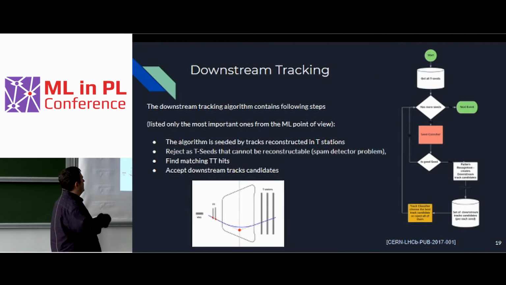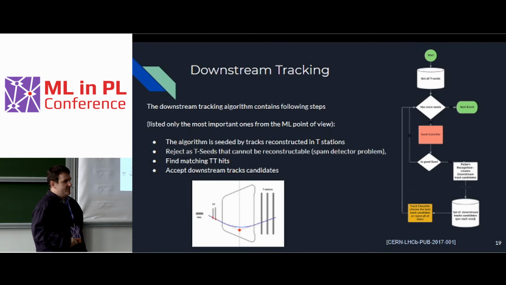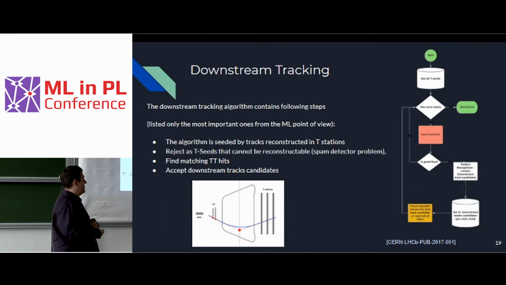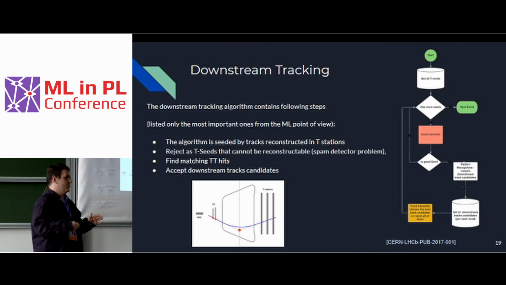Okay, so as I said, this algorithm is seeded by the track reconstructed in the T station, and then for some reason we are not able to reconstruct each of the seeds. So that's why we decided to use a machine learning classifier that will tell us whether the track seed is a good one or it is something we call a ghost, which is not okay. And this problem is very similar to the spam detector problem.